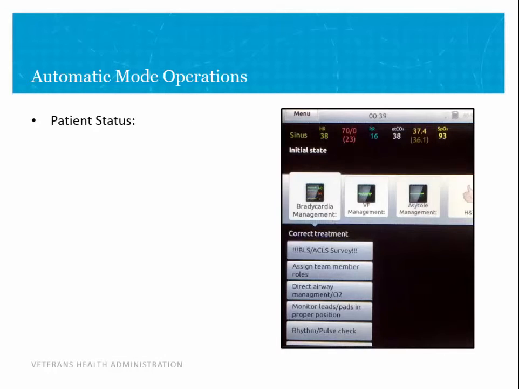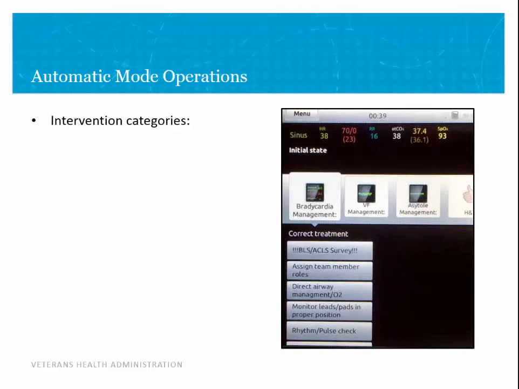Top of the screen is the patient status area. This area displays the current patient physiology represented by the mannequin. It includes the heart rhythm, the rate, blood pressure, respirations, temperature, oxygen saturation, and a brief description of the physiology state.